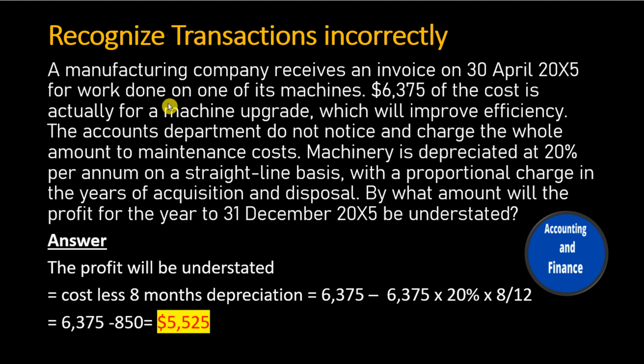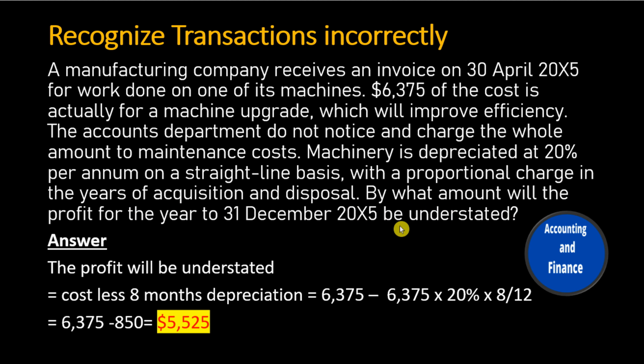Machinery is depreciated at 20% per annum on a straight-line basis, with a proportional charge in the years of acquisition and disposal. By what amount will the profit for the year to 31 December 20X5 be understated?